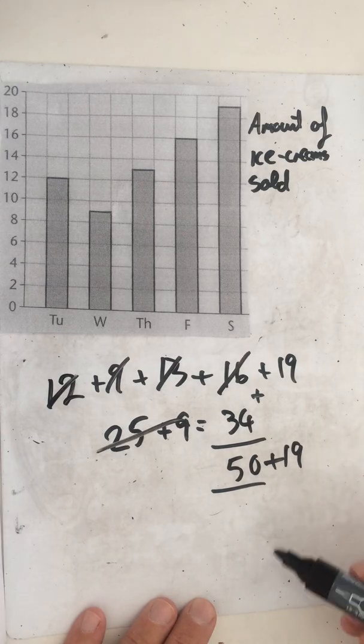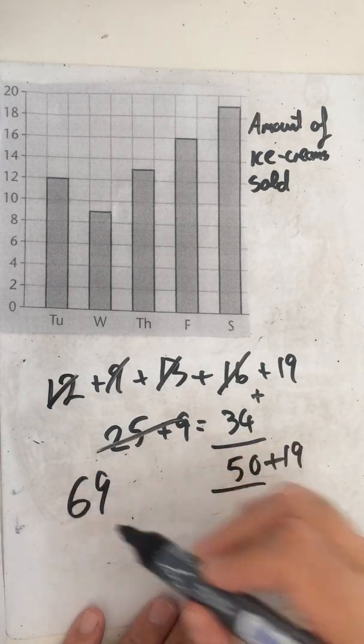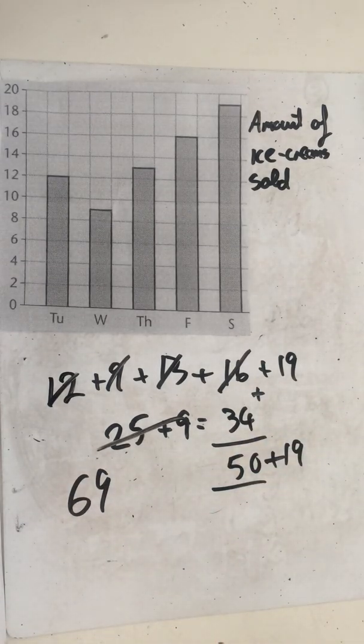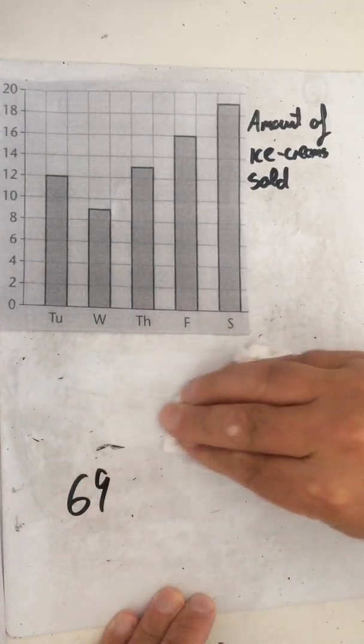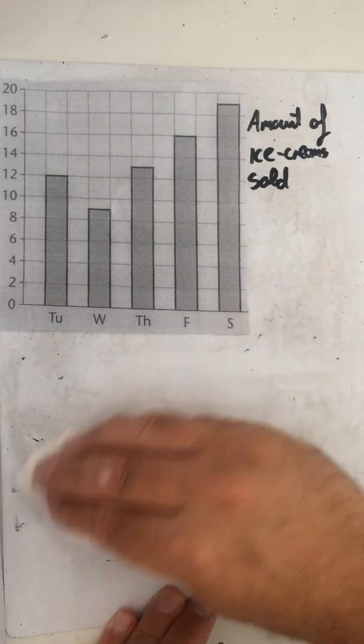Now I'm going to add 19. So actually in total, 69 ice creams. 69 ice creams were sold, okay? Well done if you added that correctly. If you didn't add that up correctly, you need to take more care.